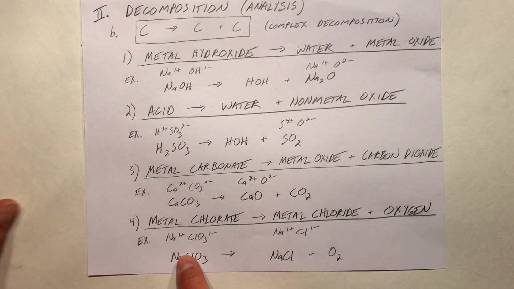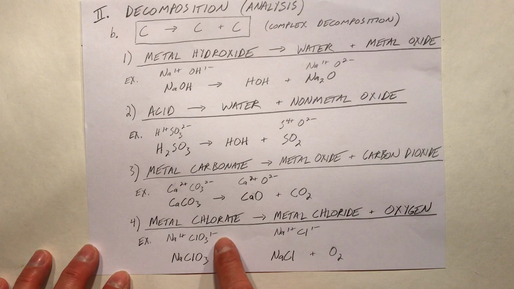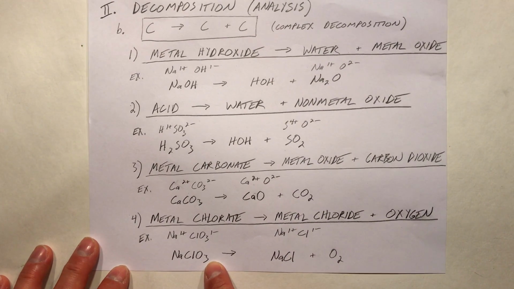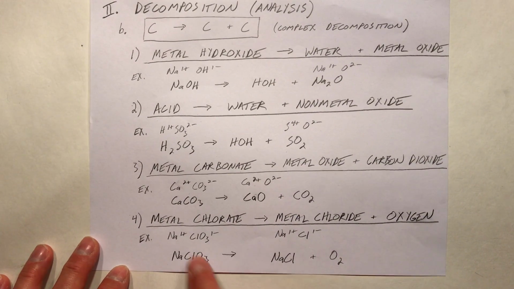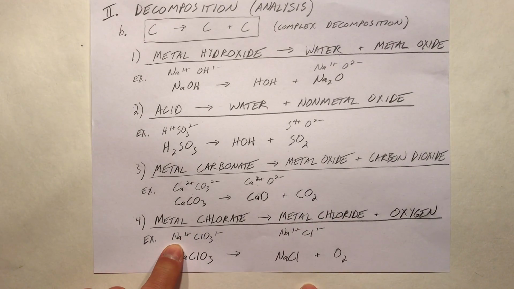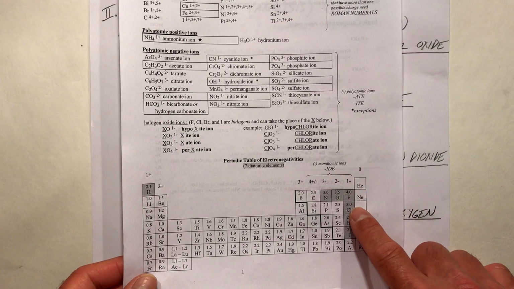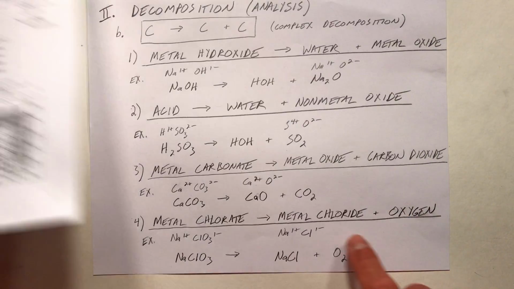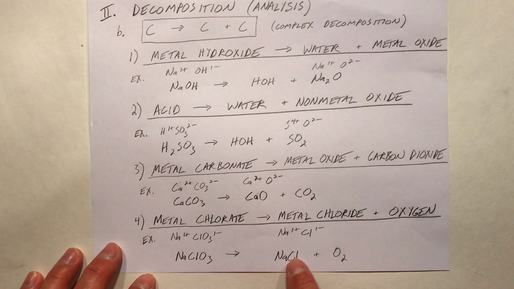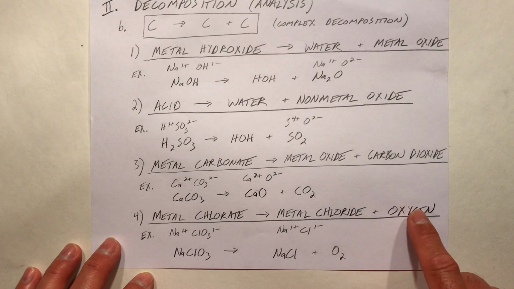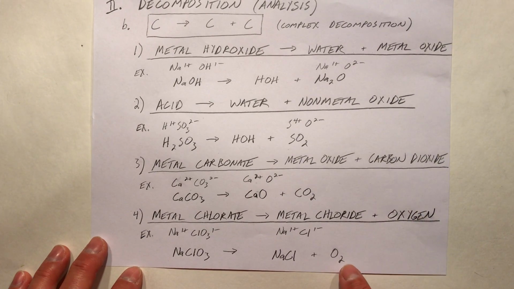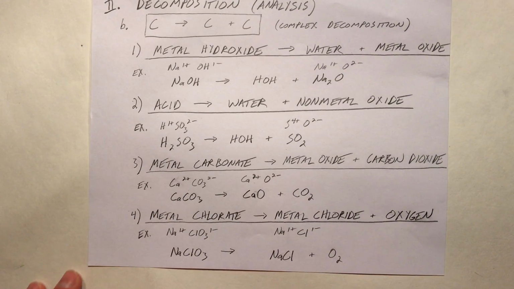So when we crisscross Na1 plus and ClO3 1 minus, we get NaClO3. And that's going to decompose to form a metal chloride. So we're using the same metal sodium here. And chloride has an IDE ending. So we would find chloride on the periodic table right here, 1 minus, Cl1 minus. So we crisscross Na1 plus and Cl1 minus and get NaCl. And then oxygen is another product. And remember that oxygen is one of the 7 diatomic elements, so you have to automatically put a 2 down at the bottom. And you can see that's not a balanced equation.